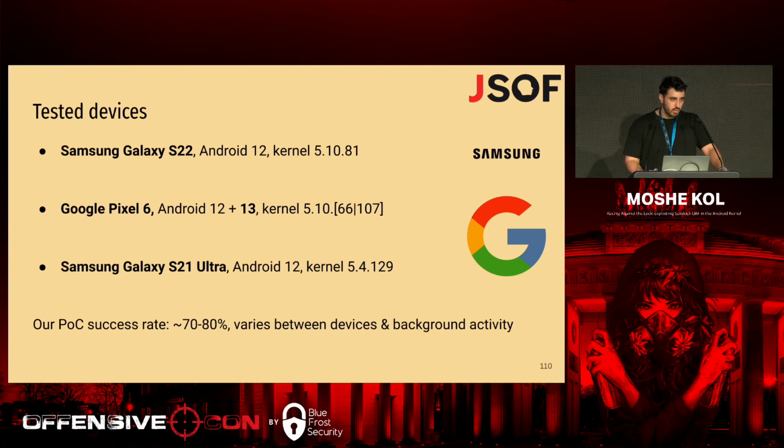And we checked our POC on three Android devices: the Galaxy S22, the Google Pixel 6, and the S21 Ultra. Multiple Android versions and multiple kernel versions, and it worked on all of them. Our proof of concept achieved a 70 to 80% success rate, which varies between devices and connectivity. This number could be higher with a better shaping technique and overall better engineering, but this was enough for our proof of concept.